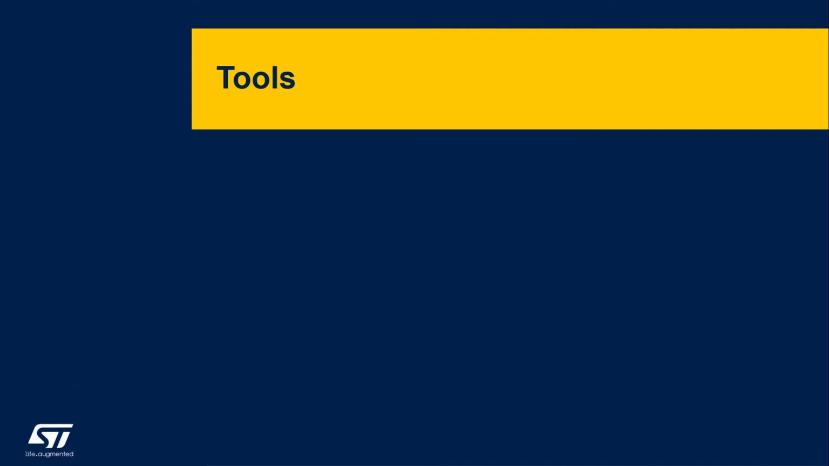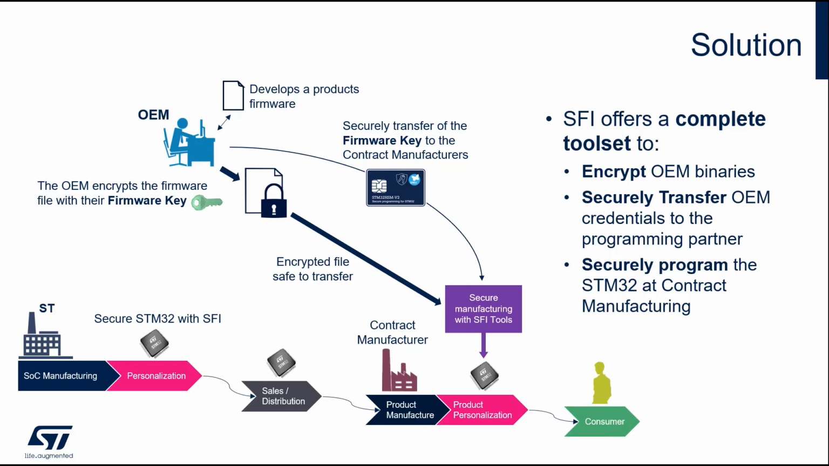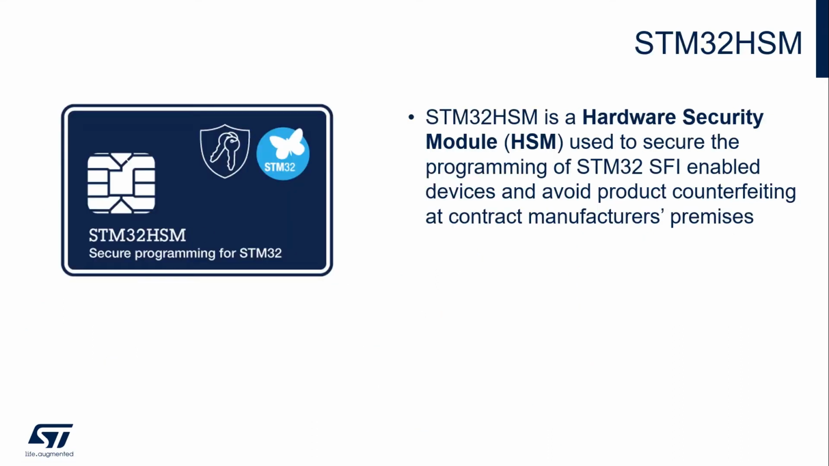Let's now review the list of tools that are part of the SFI ecosystem and enable the solution. As shown in the previous slides, the SFI process guarantees a secure way for the OEM to deliver to the CM the key used to encrypt the application code. In order to secure this transfer, ST introduced the STM32HSM, a hardware security module used to secure the programming of STM32 SFI-enabled devices and avoid product counterfeiting at contract manufacturers' premises. The OEM key is securely stored in the HSM smart card that guarantees the same level of protection of a credit card.